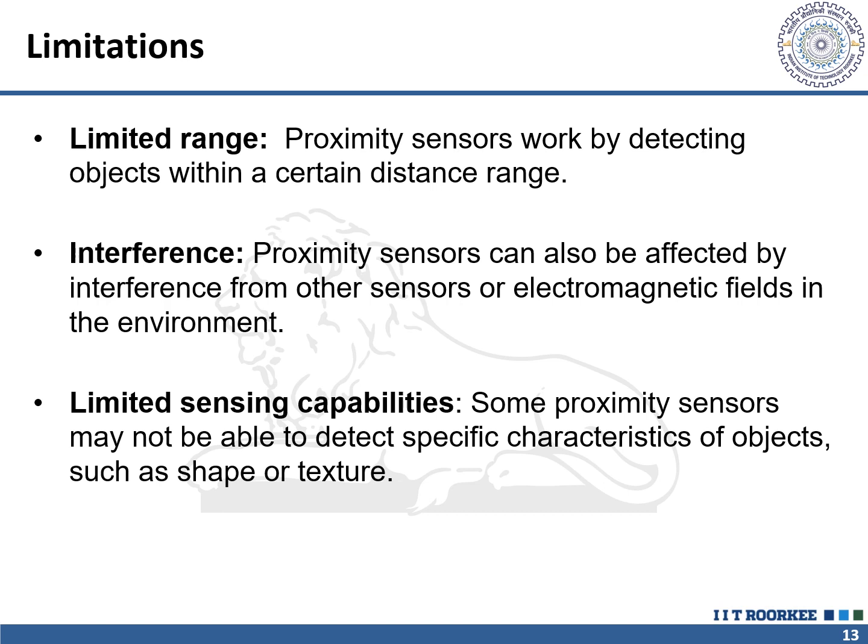The second one is interference. Proximity sensors can also be affected by interference from other sensors or electromagnetic fields in the environment. This may disturb the working of the proximity sensor.